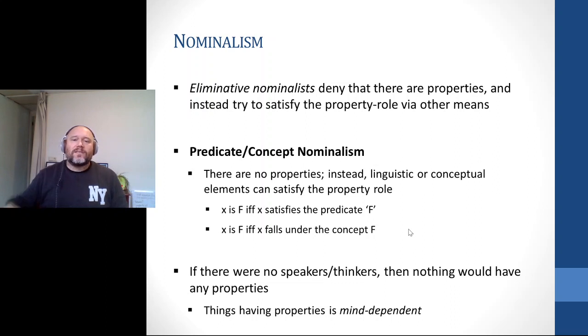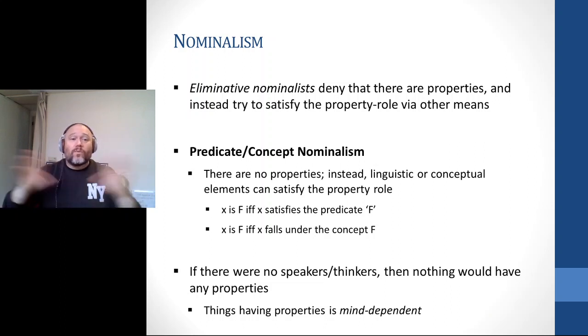An upshot of this is that it looks like were there no speakers or thinkers, were there no minds, then nothing would have any properties. And this is a kind of repugnant result for lots of metaphysicians. It might be one thing to say that if there were no minds, we wouldn't be around to describe the way that things are, or describe things having properties, or even design some kind of language to get at what properties things have. But this is a much stronger claim than that. These two views have to say that things wouldn't have properties at all.